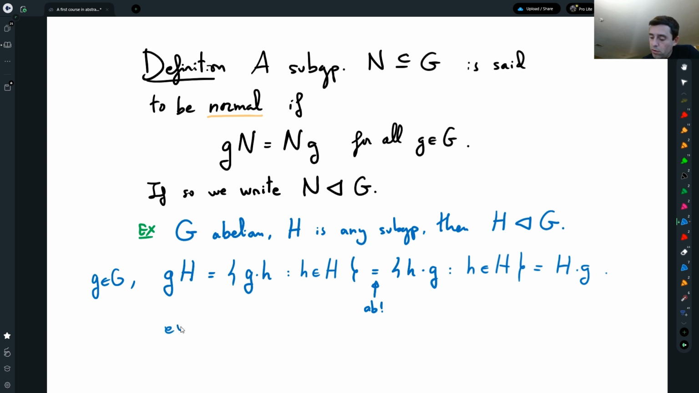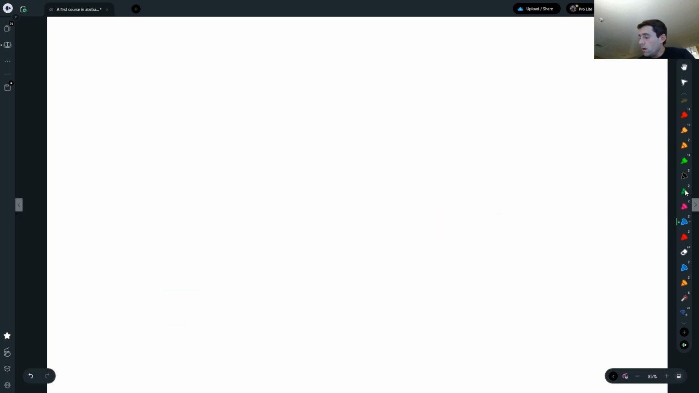So for example, we had {0, 3} inside Z mod 6 is normal, and that's why we are going to be able to do a quotient of Z modulo 6 modulo this other subgroup to get a quotient. However, in S3, this is going to be my G. There are subgroups that are normal and subgroups that are not normal. So let's see what happens.